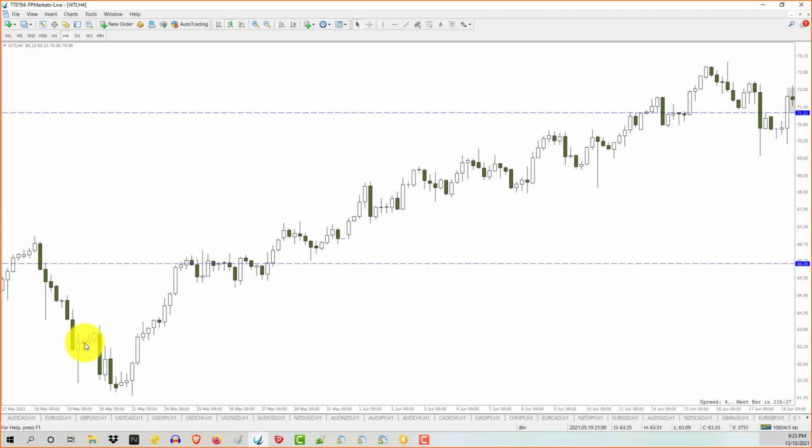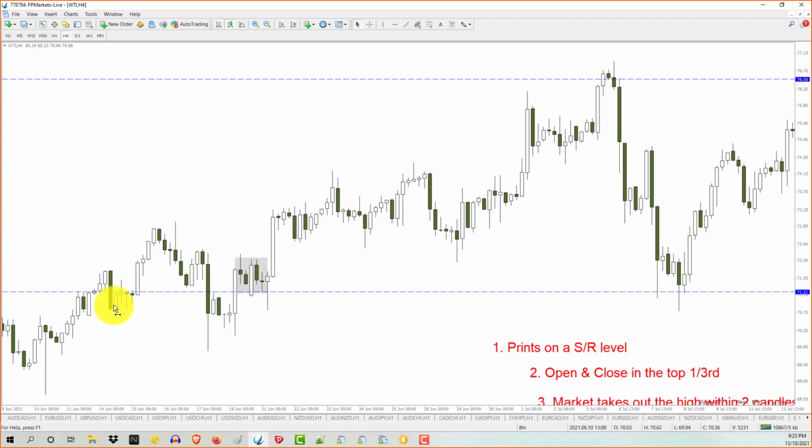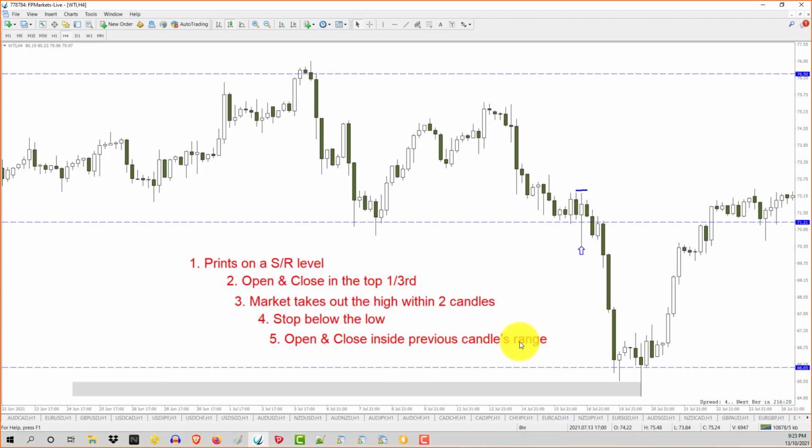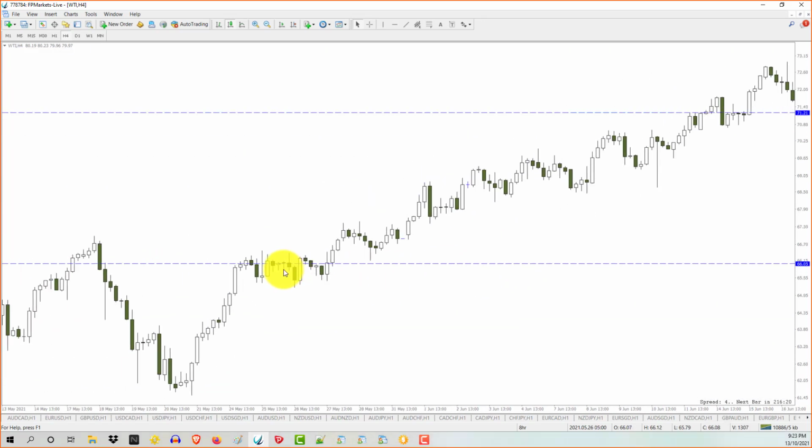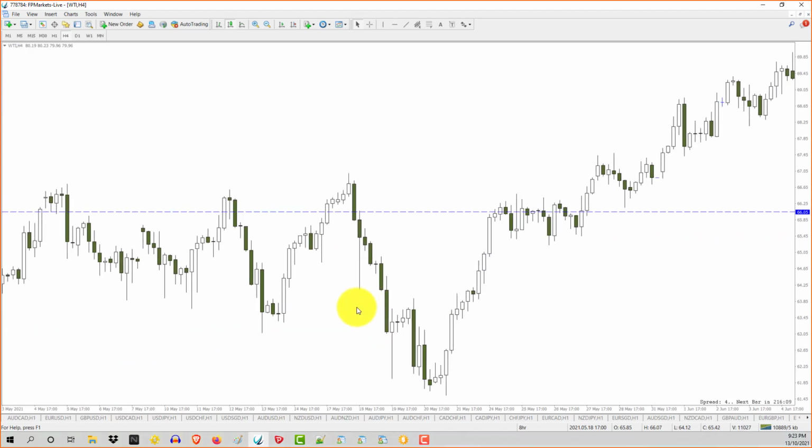So here's another one. I was going to tell you about the reason why we have that rule, which is that the open and the close have to be inside the previous candle's range. That's because in a runaway market, that'll keep you out of a runaway market. If you're not using something like open position ratios, that will keep you out of a runaway market.